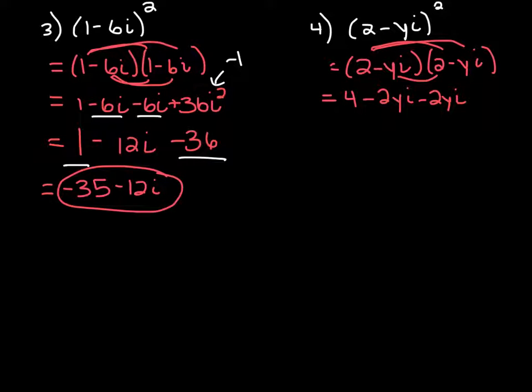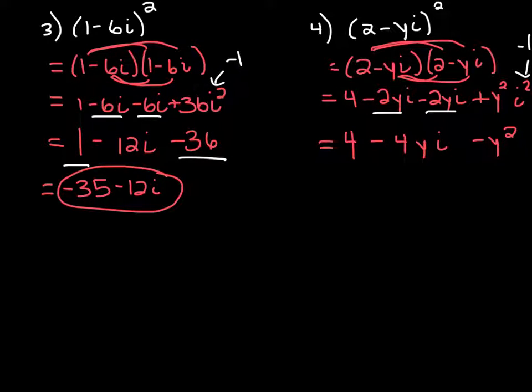And then negative yi times negative yi would be positive. Well, y times y is y squared, and i times i is i squared. Now, because we know that i squared is equal to negative 1, we know that positive y squared times negative 1 is negative y squared. All right, let's bring everything else down. I'll bring down the 4, and I can combine these to give me negative 4yi. Okay, well, there's nothing else we can combine here, so this is it. Okay, we are all done.